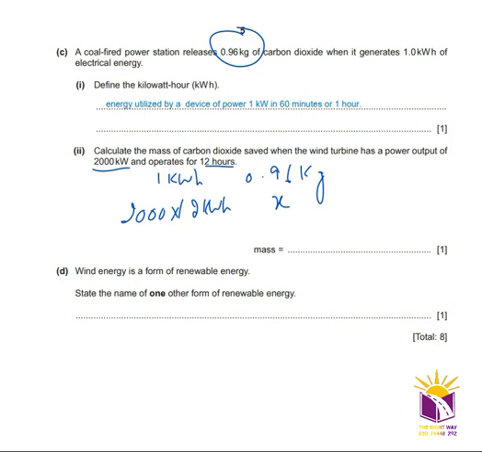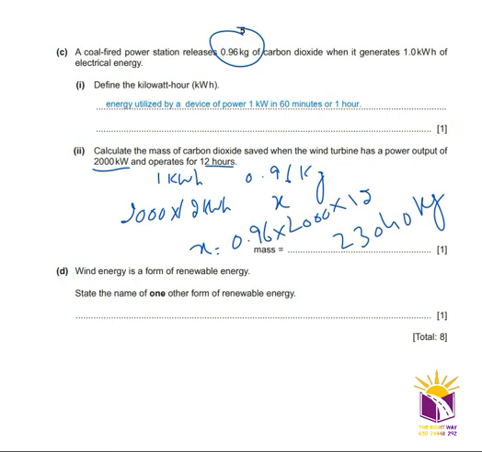So by the ratio method, X will be equal to 0.96 multiplied by 2000 and multiplied by 12. It will be equal to 23040 kg. So this amount of carbon dioxide is not released if we use our wind turbines, not using a coal-fired power station. Wind energy is a form of renewable energy.